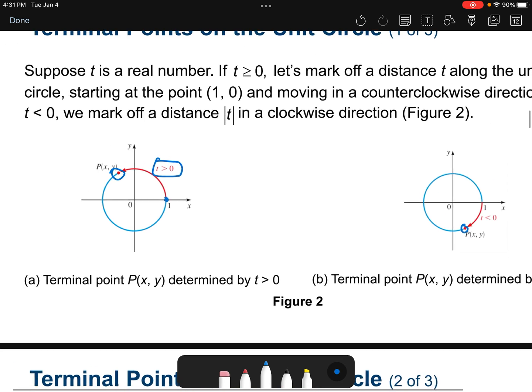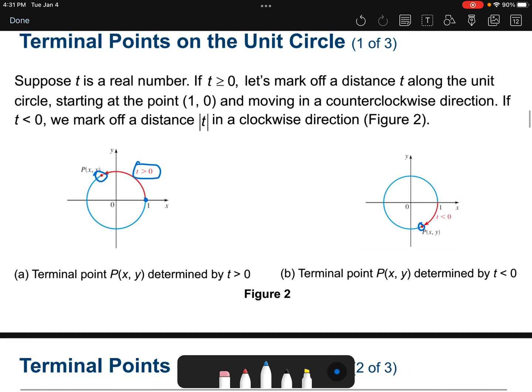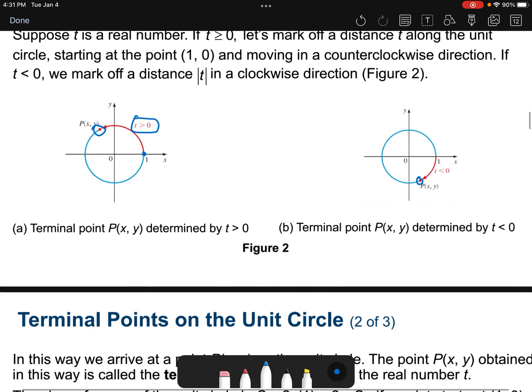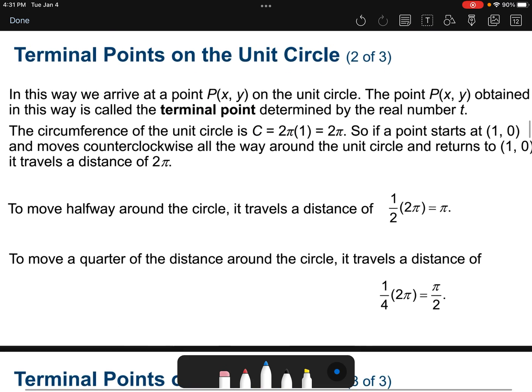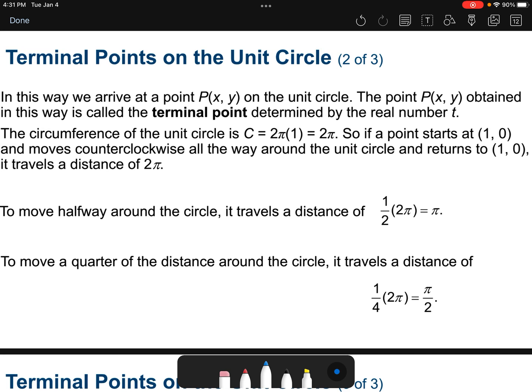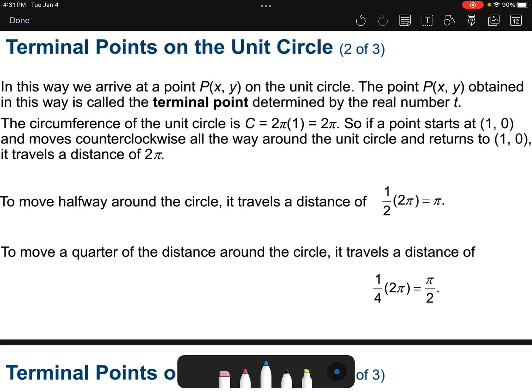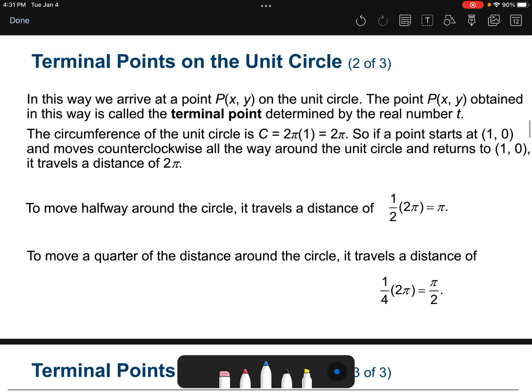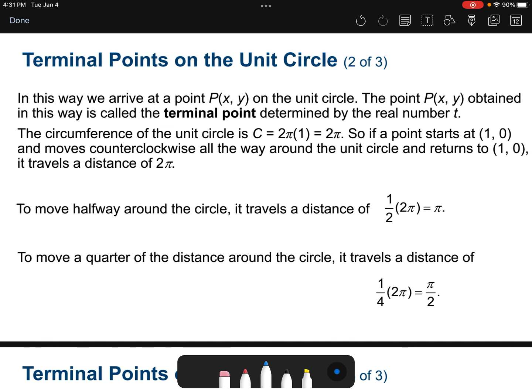These points right here are called terminal points. It's where the distance ends. That's where we end, where t ends, okay? So in this way, we arrive at a point P(x, y) on the unit circle, and that's called a terminal point. Now, the circumference of a circle is 2 pi. We've known that for years. The circumference of this circle is 2 pi, because 2 pi r is our equation. Well, the radius is 1, so it's 2 pi.